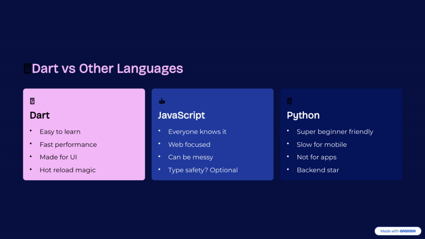Finally, we have Dart. Dart is represented with a target icon, and it's gaining popularity, especially with frameworks like Flutter. When comparing Dart to other languages, you'll find it strikes a nice balance. It's designed for UI, offers fast performance, and is relatively easy to pick up. So, as we consider these options, think about what your project needs most, whether it's ease of use, speed, or web focus, and choose the right tool for the job.